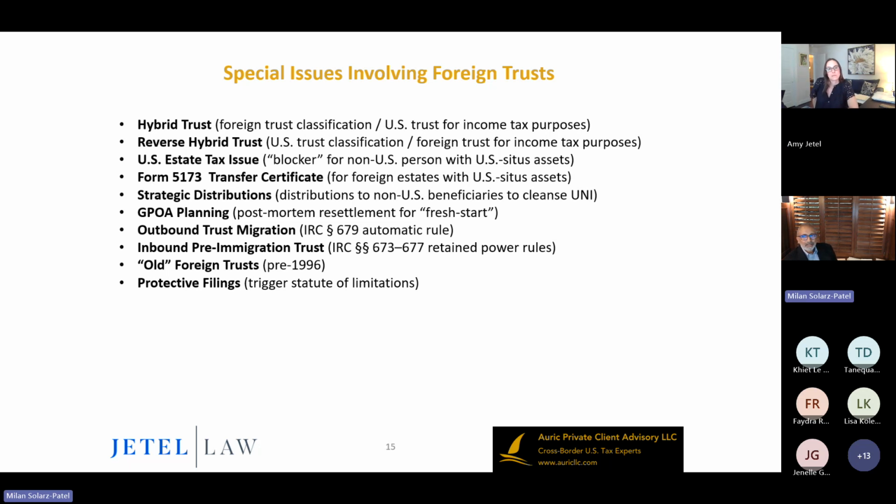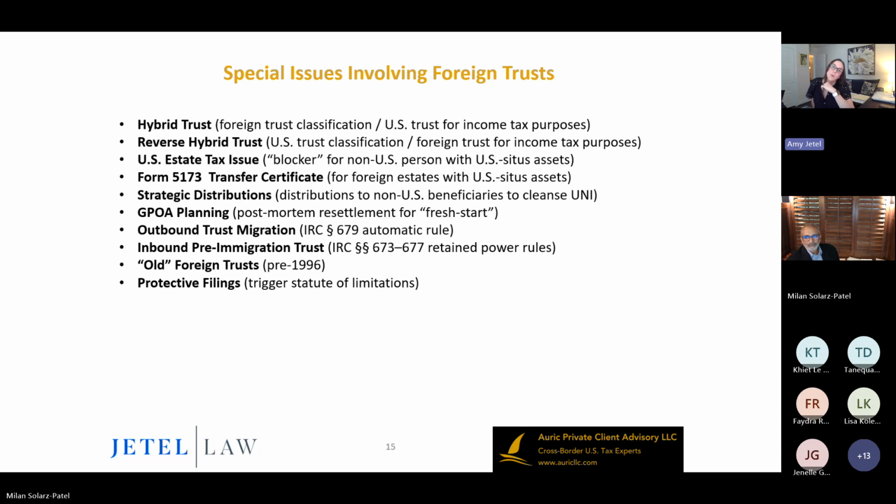Inbound pre-immigration trust. There's planning that is valid and works if you have non-US people who are coming to the US and they set up a trust 5 years in advance. Here's where you have to be very careful, because I just got a case last week where a Canadian is moving to the US. It's not just that it has to have certain rules, but when you come to the US, you also have to start looking at the retained power rules. When you have certain drafters who aren't aware of that, they mess that up. That's something to be very aware of.